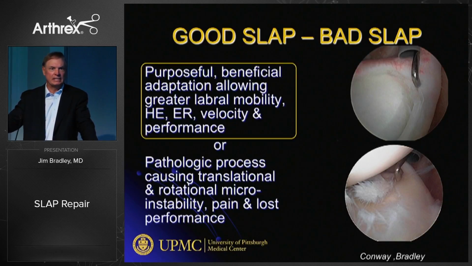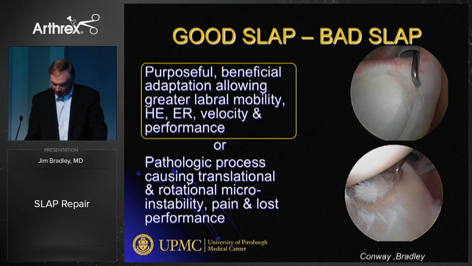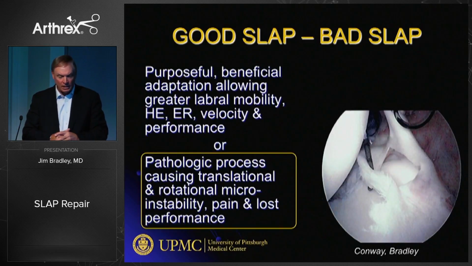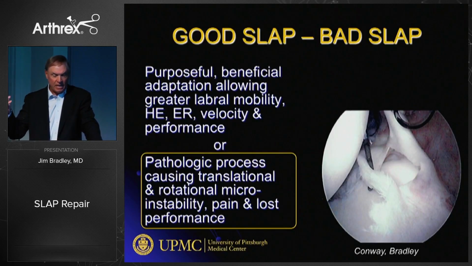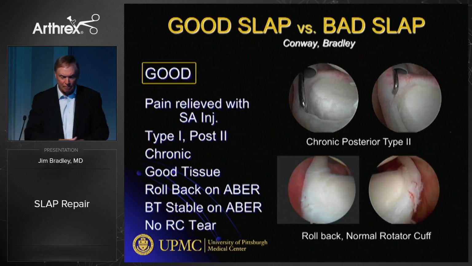So a pitcher has an adaptive SLAP lesion, most of the good ones. The problem is you can get a pathologic process or a bad SLAP causing translational and rotational instability and micromotion at the extremes of motion of these athletes, and then you get a decreased performance, and then you've got a problem. So a good SLAP looks like this.